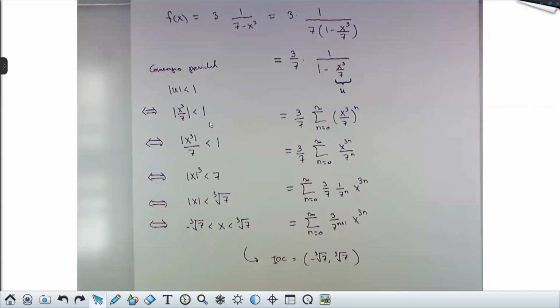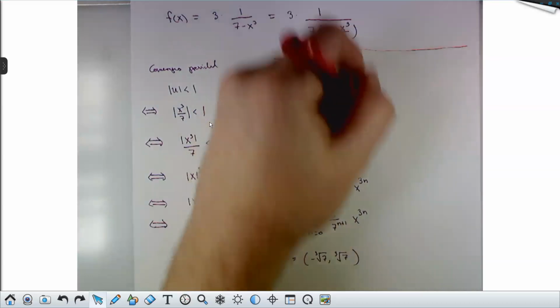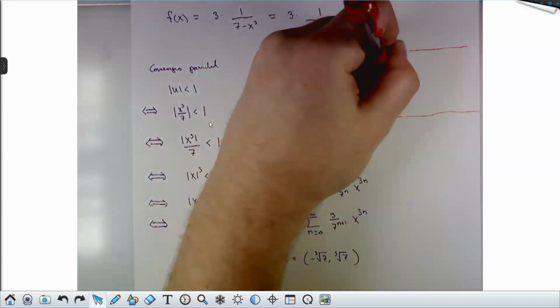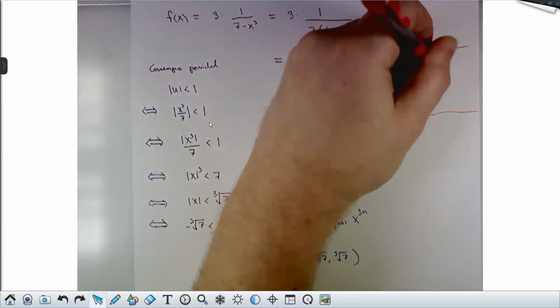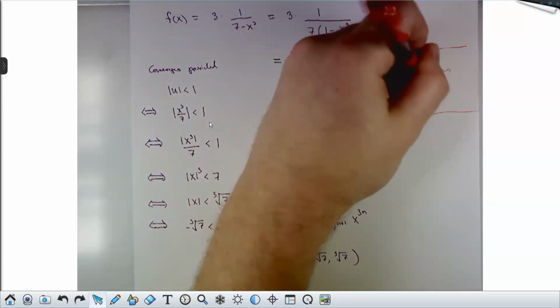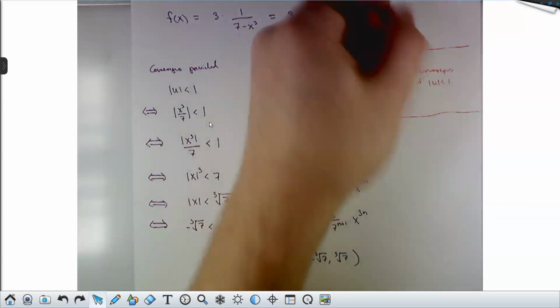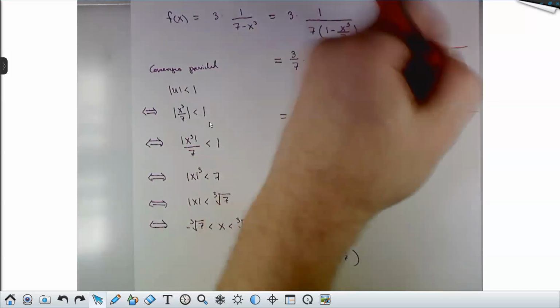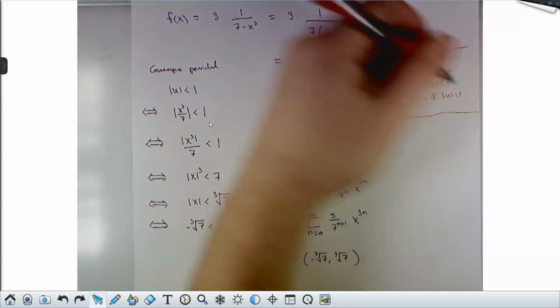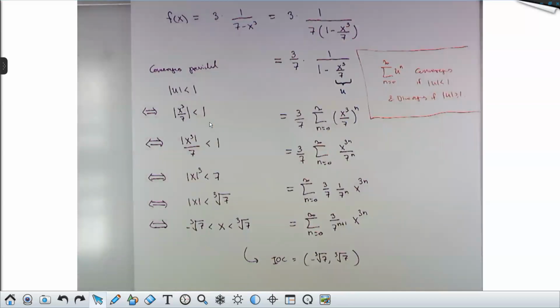So remember the fact we're using here is that sigma n from 0 or wherever of u to the n converges if the absolute value of u is less than 1 and diverges if the absolute value of u is greater than or equal to 1. That was the theorem we had in 11.2.